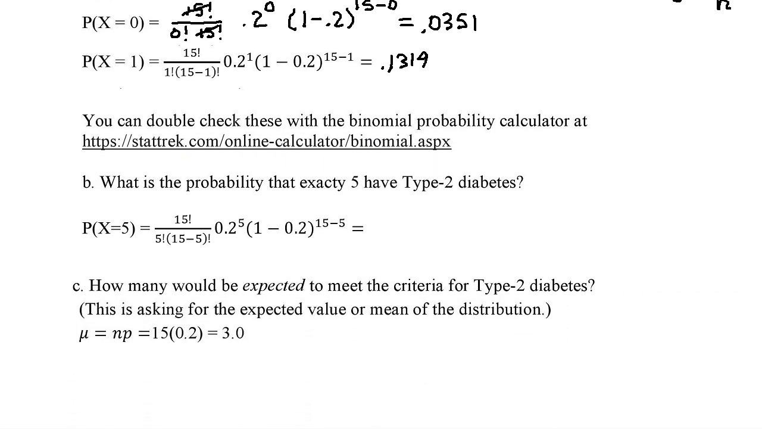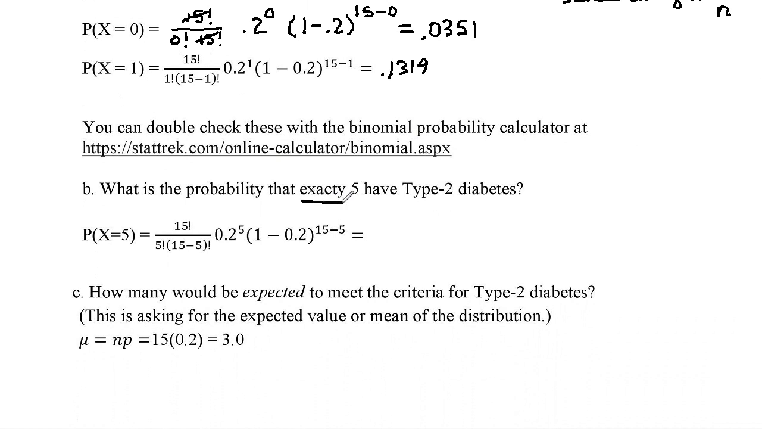Part B asks us, what is the probability that exactly 5 would have type 2 diabetes? So that's saying, what's the probability that x equals 5? So again, that's this same formula that we used up here. Everything's the same except that 1 is now 5. Here, here, here, and here.